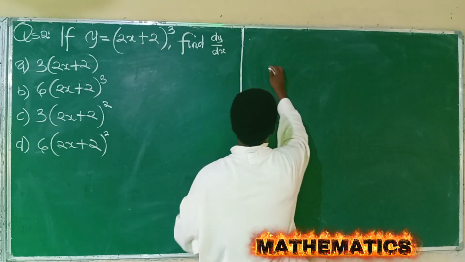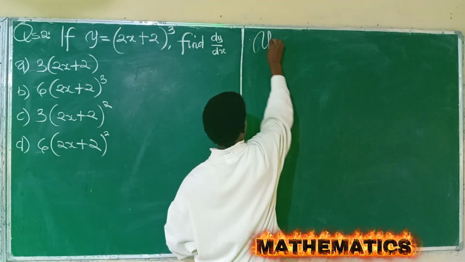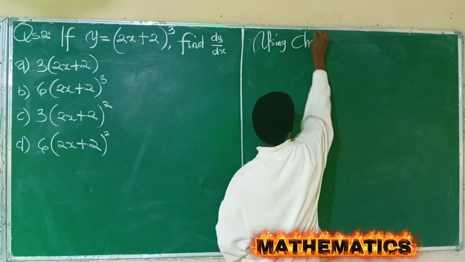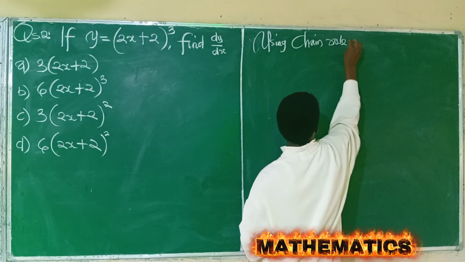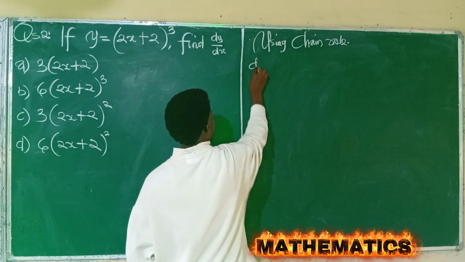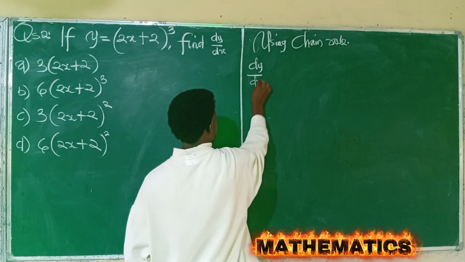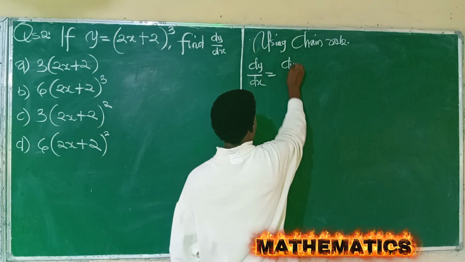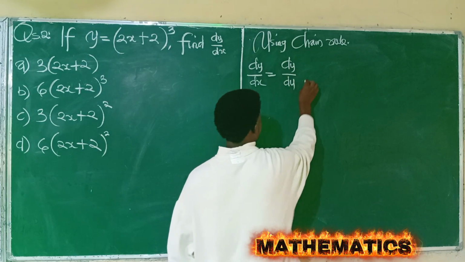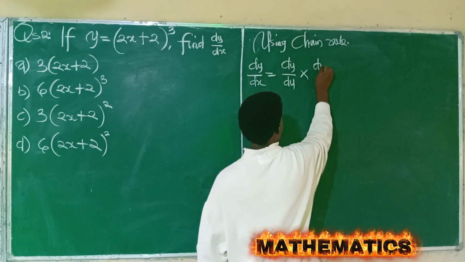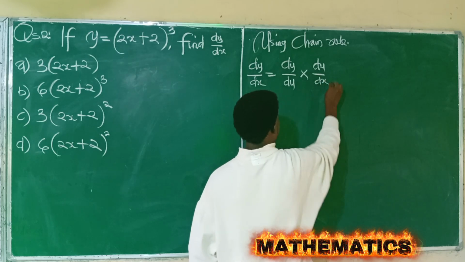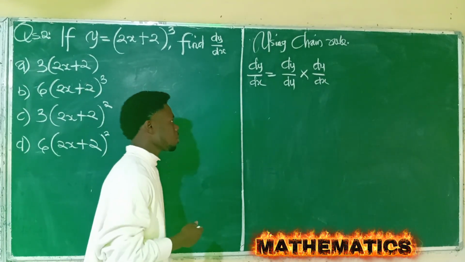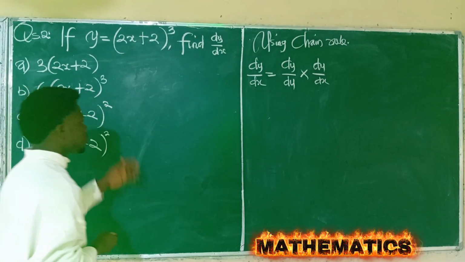Therefore, in chain rule, dy over dx is equal to dy over du times du all over dx. This is the general formula for chain rule. Alright, so let's consider the question on the board.